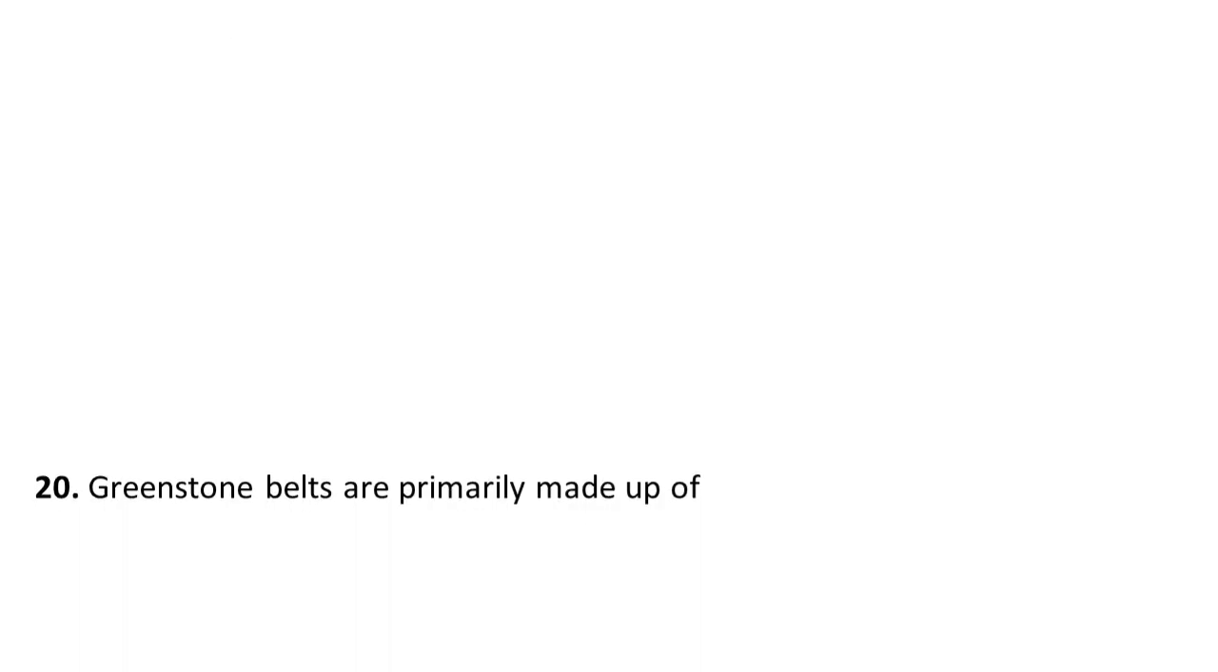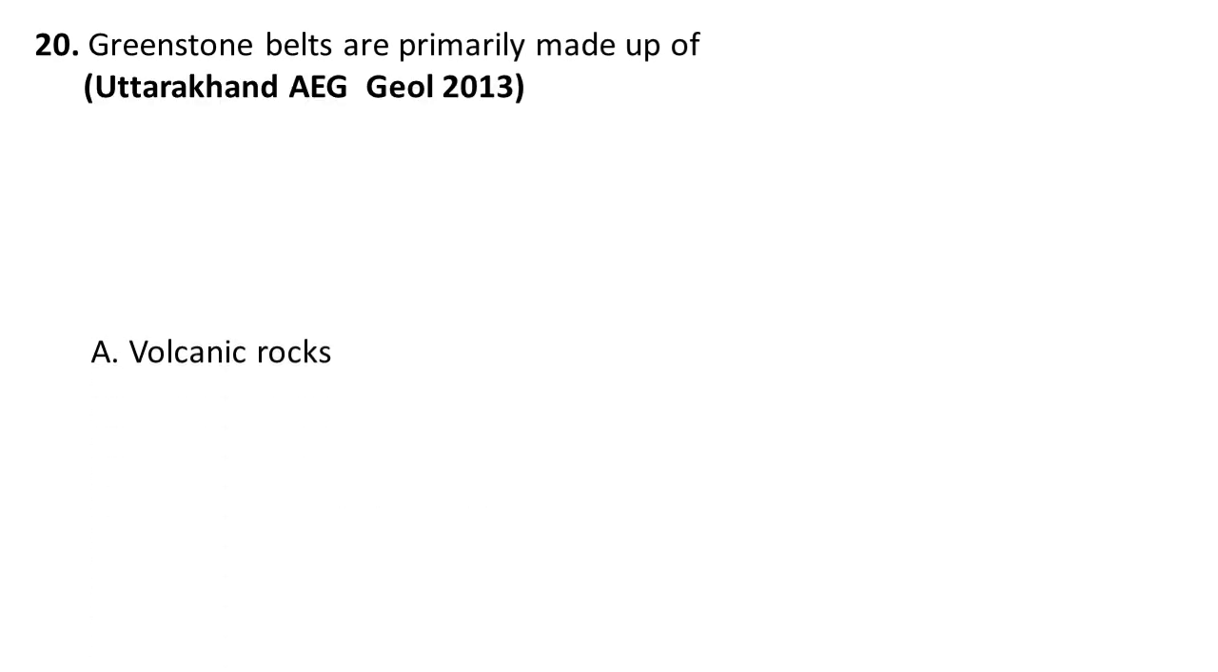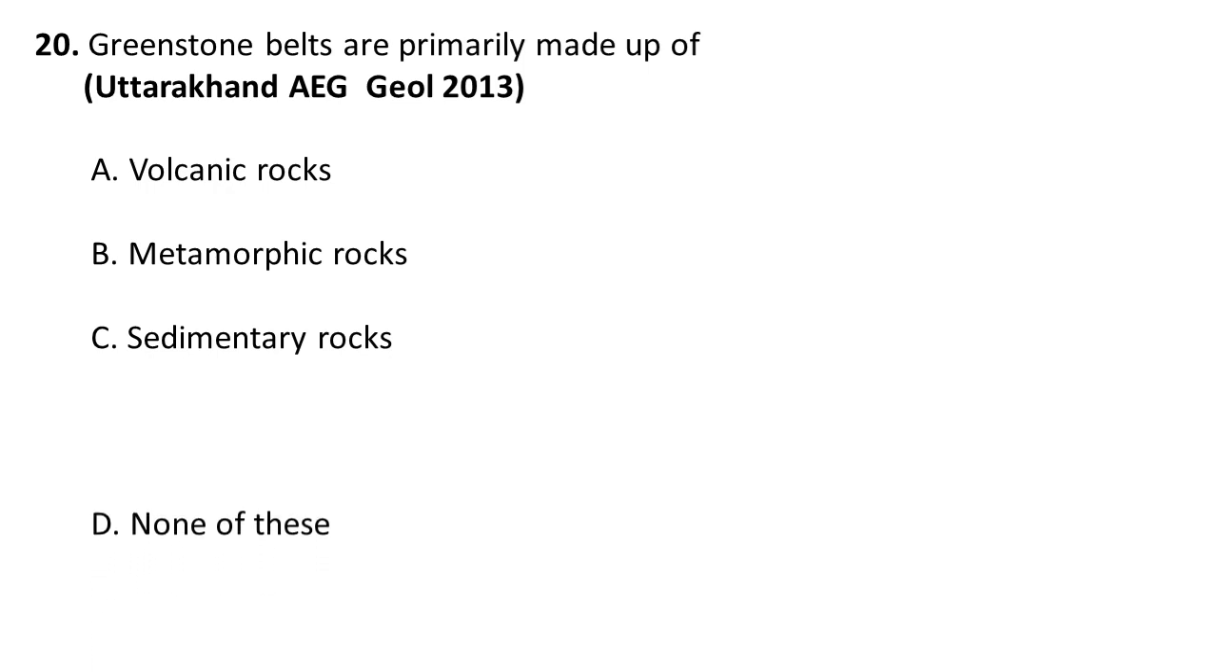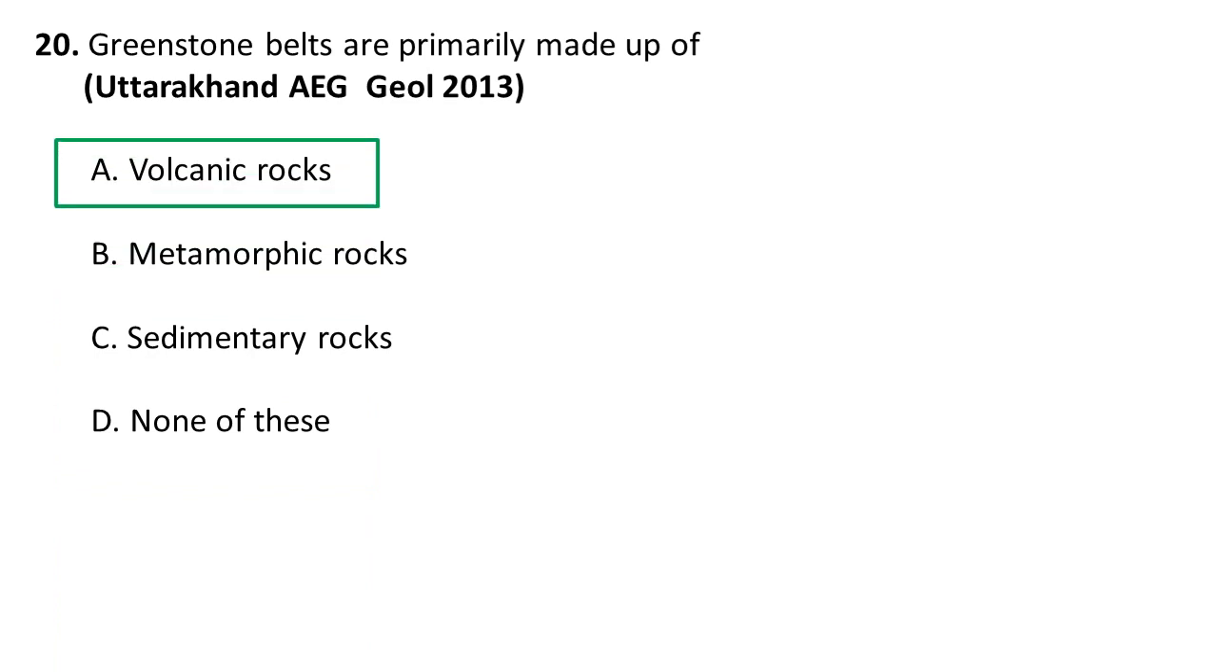Next question. Greenstone belts are primarily made up of, the choices given are A, volcanic rocks, B, metamorphic rocks, C, sedimentary rocks, and D, none of these. So greenstone belts are primarily made up of volcanic rocks, dominated by basalt with minor sedimentary rocks interleaving the volcanic formations. A is the correct option.